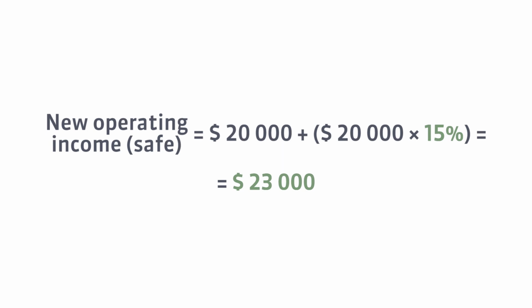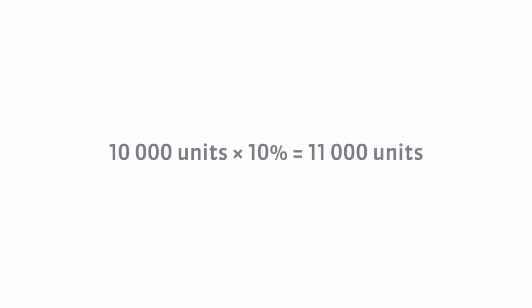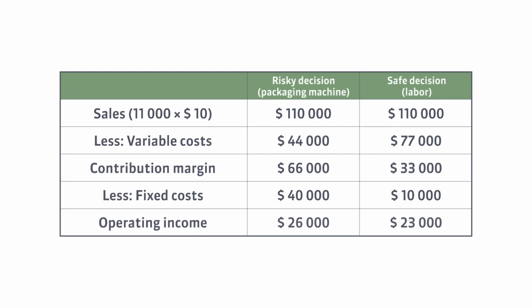You don't believe me? Let's check it out by preparing the projected income statement. New sales will be higher by 10%. This means 11,000 units. See, the operating leverage will tell you what the operating income will be when sales change.